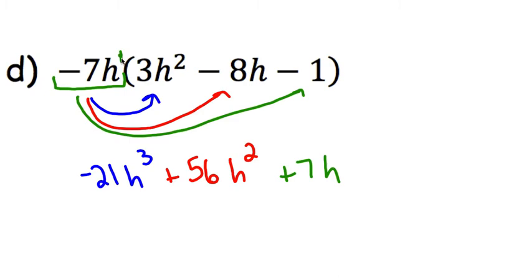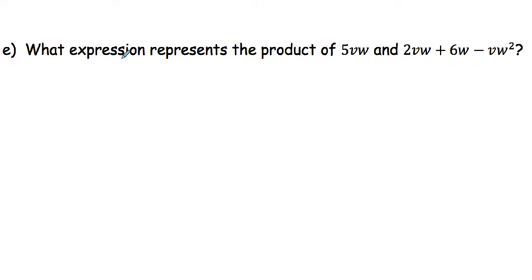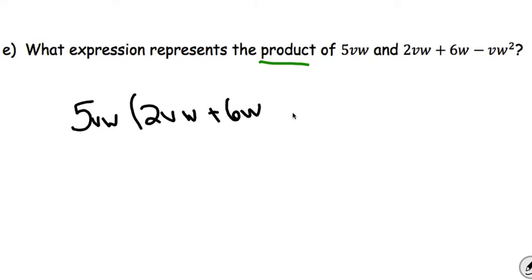So we have a couple of word problems we're going to end with here. We want to know what expression represents the product of 5vw and 2vw, and 6w and vw squared. Basically this is really just putting words into the same thing. Product just means multiply. The last one is kind of like a real word problem. This one is just putting this problem right here into words.